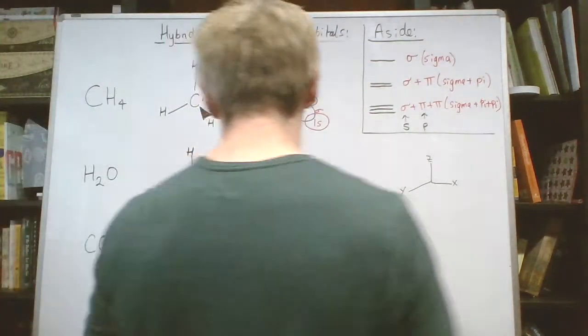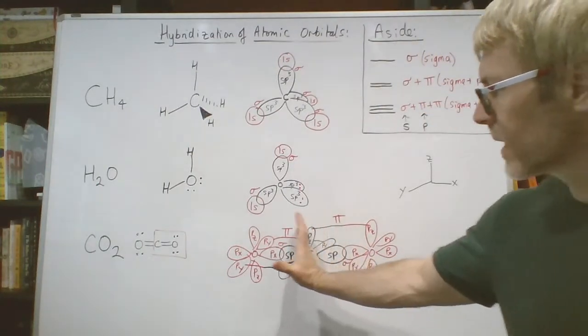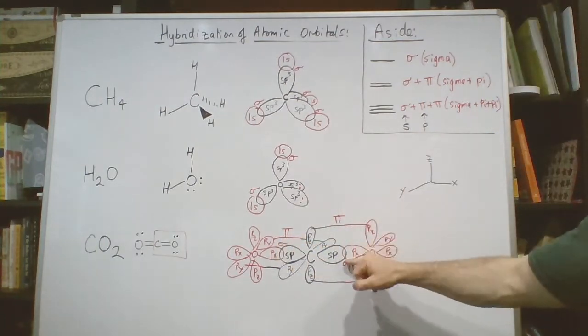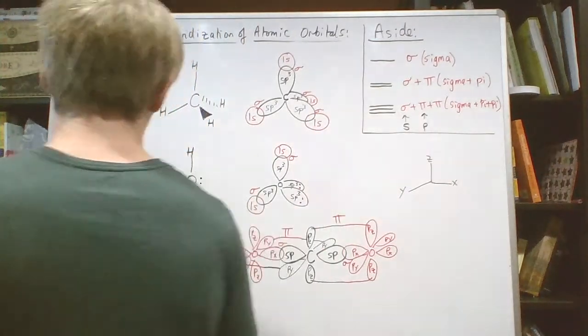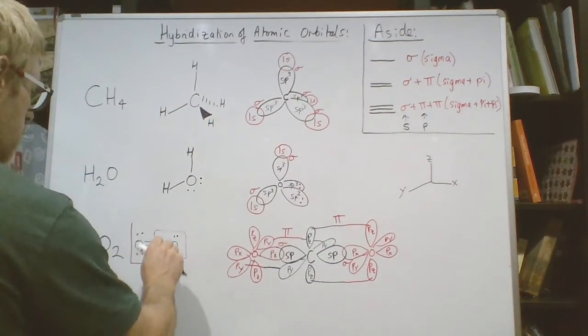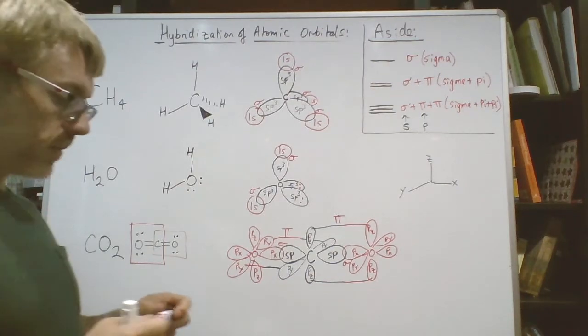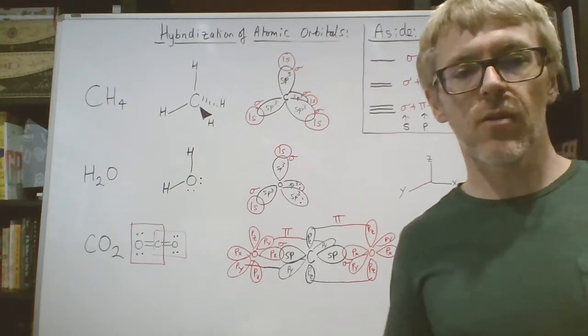So first of all, notice that if we look at this half now, we've got a sigma and a pi. If we look at this half, we have a sigma and a pi. So we've got both halves of our molecule accounted for. Notice also that the pi bonds are orthogonal to each other.